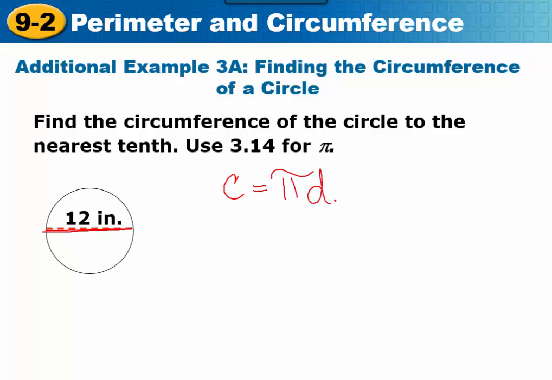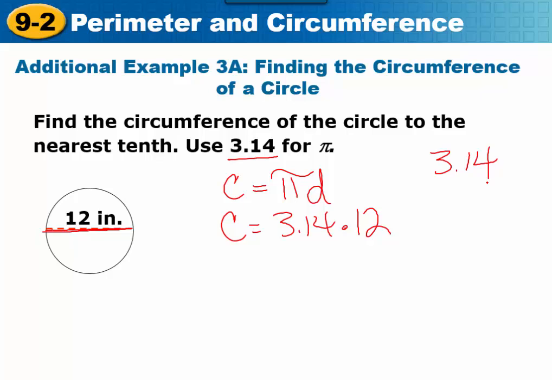Then I'm just going to plug in my values. C is equal to pi, we use 3.14 for that, times the diameter of the circle. And I know the diameter is 12. So this goes back to that warm-up question that we were working. How do I multiply decimals? Well, you take the longer of the 2 numbers, you write it down.